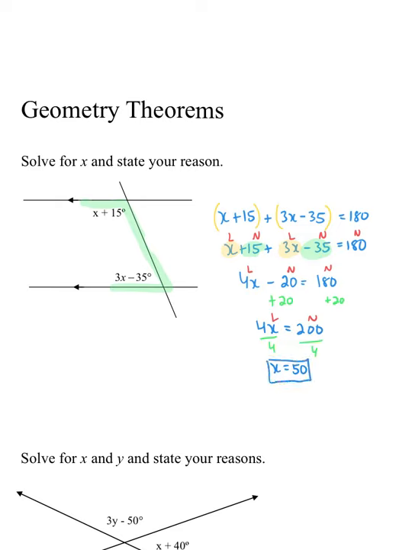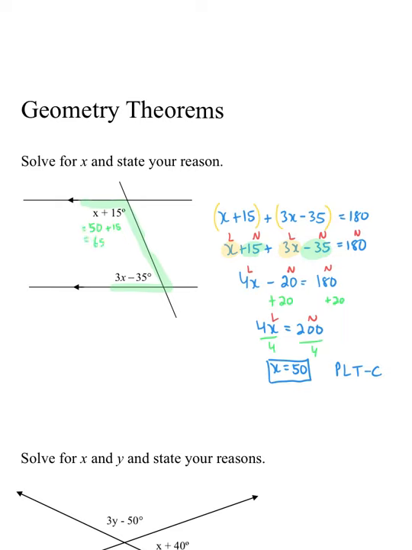So going back to the question, it says solve for x and state your reason. So we found x to equal 50. And the reason was we set up this equation using the geometry theorem PLTC, or the interior angle theorem. The question could also say find each angle. So now that we know the value of x, we can actually substitute that value of 50 in for x and solve for each angle.